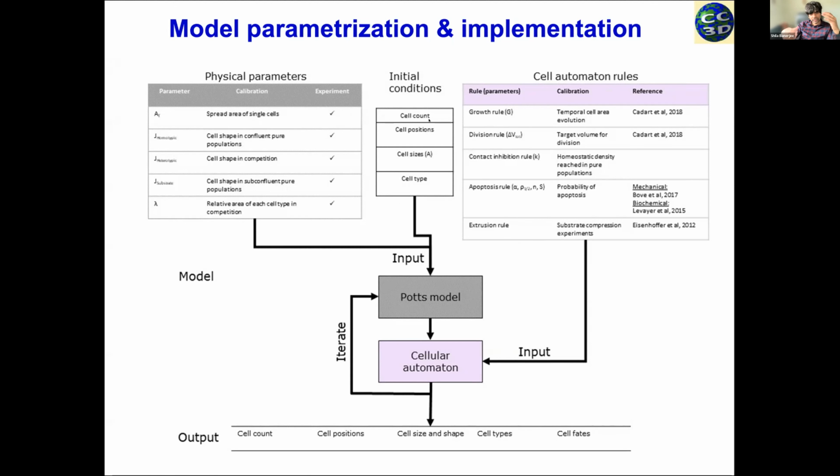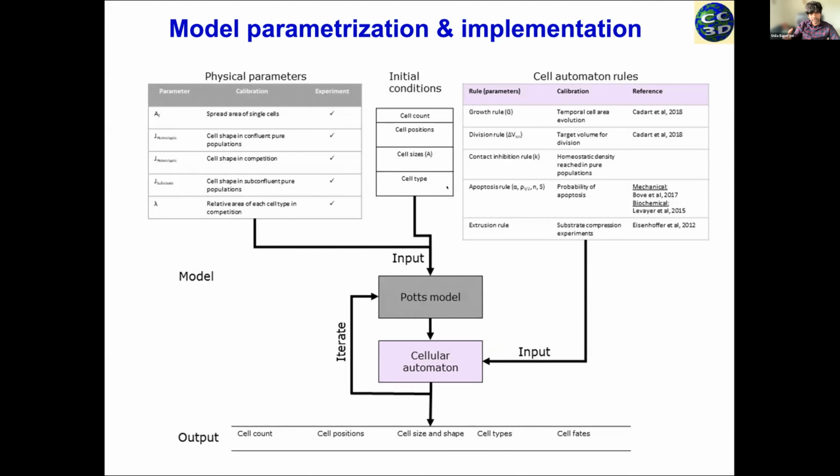Then you have to specify the initial conditions, which you know, right, from the experimental data. We actually ran similar experiments. So we know cell count, cell position, cell size distribution, and cell type, okay? So then you have to fit it to the model. Importantly, the model has different rules, as I was talking about. The growth rule, right, how the cell area evolves in time. We took that from data.